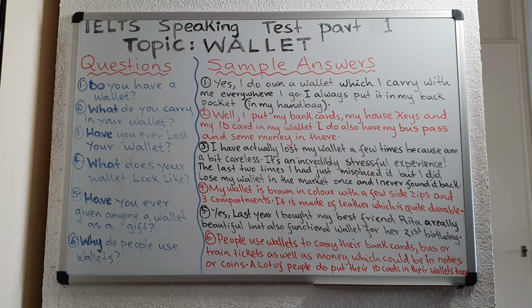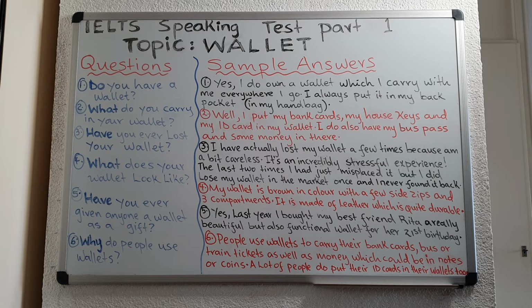Now you can answer that question by saying, sample answer 4. My wallet is brown in color with a few side zips and 3 compartments. It is made of leather, which is quite durable.